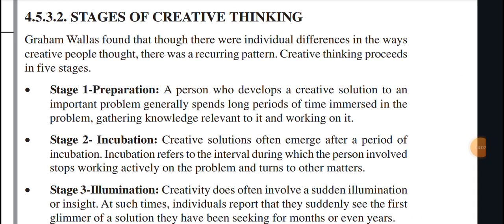Creative thinking. Graham Wallas found that though there were individual differences in the ways creative people thought, there was a recurring pattern. Creative thinking proceeds in five stages. Stage 1, preparation. A person who develops a creative solution to an important problem generally spends long periods of time immersed in the problem, gathering knowledge relevant to it and working on it.